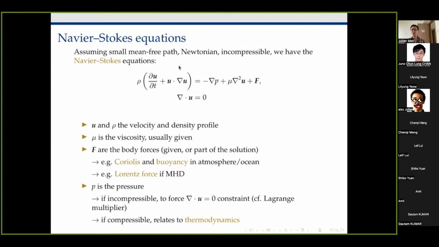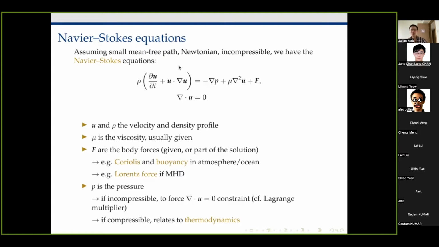The usual derivation is you take a collection of fluid parcels or particles. The fundamental assumption here is that there's a small mean free path, so particles don't travel very far before they bump into each other. For my case, I'm going to assume everything's Newtonian, so there's a linear relation between stress and strain. It's incompressible, so you can't squash the fluid. What that means is I can essentially throw out thermodynamics, so I don't need to consider the evolution of internal energy and entropy and all that kind of stuff.